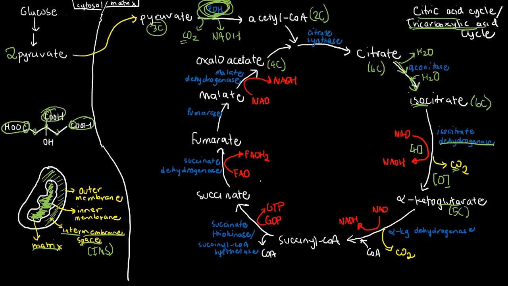Now, from alpha-ketoglutarate, we have the enzyme alpha-ketoglutarate dehydrogenase converting this to Succinyl-CoA, of course, meaning that we must add a coenzyme A for that to happen. And here, we once again have the enzyme dehydrogenase. And it would be helpful for you to know that Succinyl-CoA contains 4 carbons.